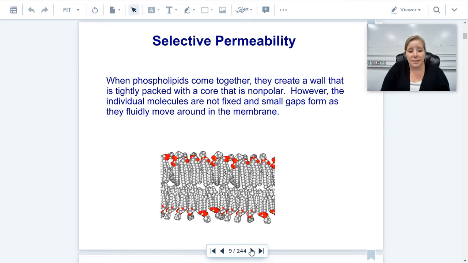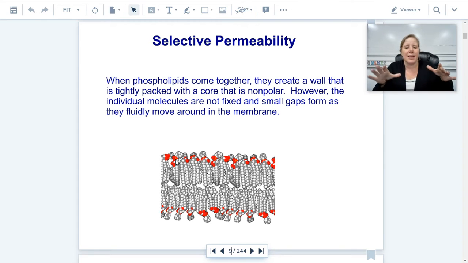Here is a picture, another view of a phospholipid bilayer. You get these tightly packed sections. The polar regions are on the outside, shown in red, and the nonpolar regions are in the center. But they're not fixed. They kind of float on each other.